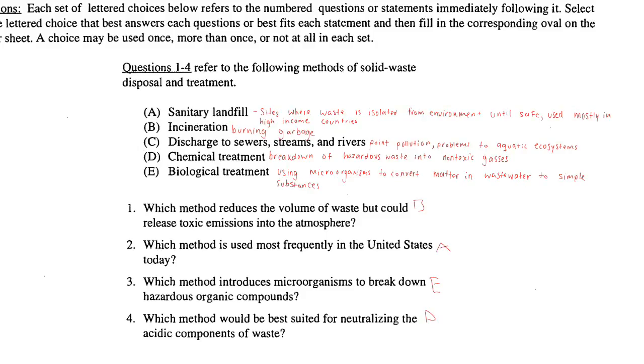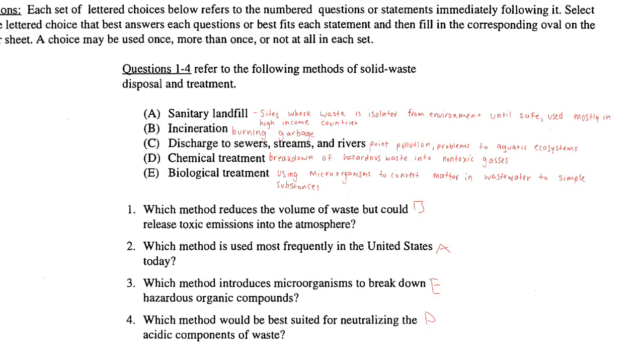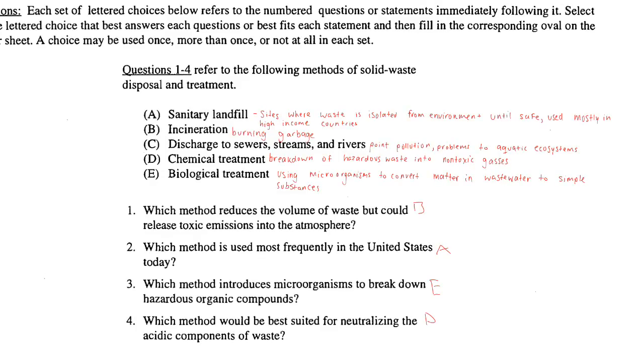Option A, sanitary landfills, are sites where waste is isolated from the environment until it is safe. It is also used mostly in high-income countries. Option B, incineration, is the burning of garbage.